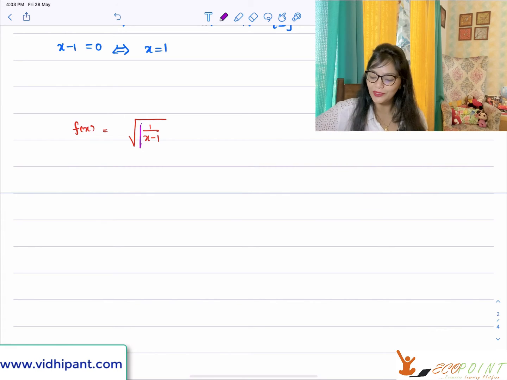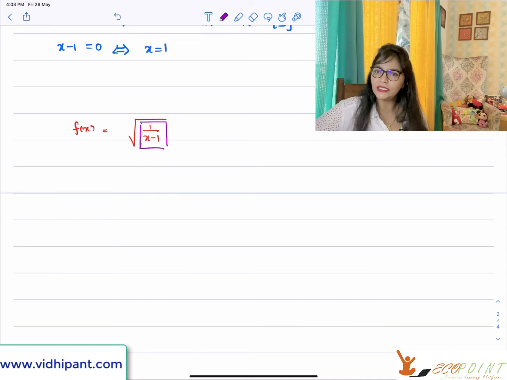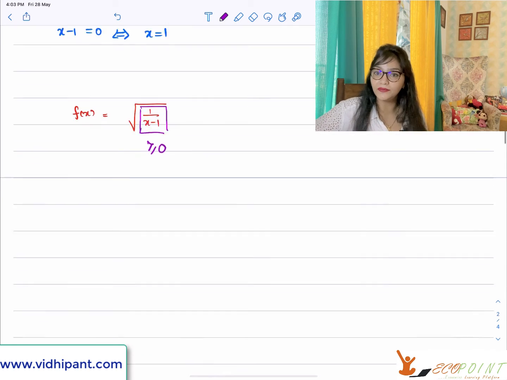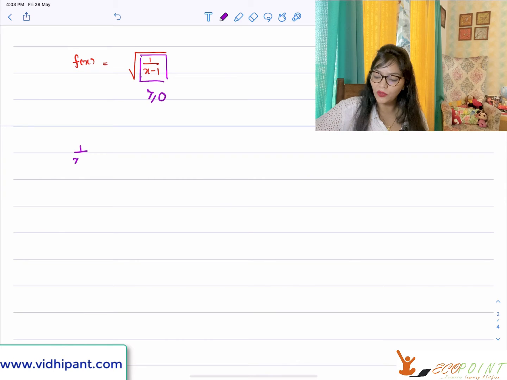Let's just find it out. Whatever is inside an even root, you cannot take an even root of any negative number, right? So whatever is inside the square root, fourth root, sixth root, that is an even root, and it should be greater than or equal to 0. That means 1 upon x minus 1 should be greater than or equal to 0.